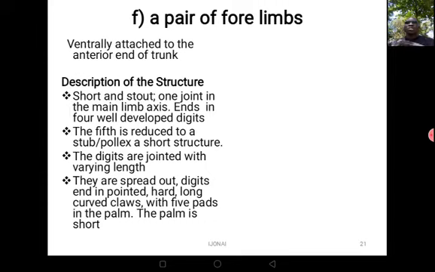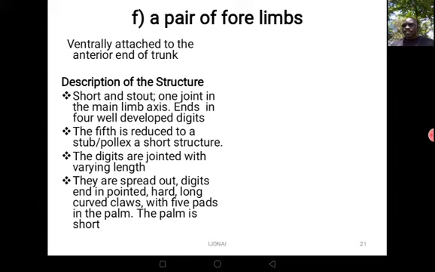I told you these ones are pentadactyl limb system, but some limbs are modified for other function. Others are lost, others are modified, depending on the adaptation of the organism to its habitat. And then the fifth limb is reduced to a stub or a pollex, which is a short structure, as we shall see. The digits are joined with varying length. So all the digits are not the same length, just like in man as well. All our fingers are not the same length, but they have joints in them. So you can also feel the joints in yours and also feel the one of the animal in case you get it, and then try to see.